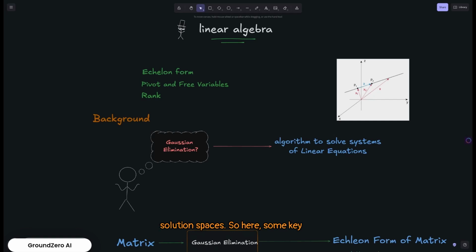So here some key questions arise. How can we simplify a complex system of linear equations? What exactly do pivots and free variables mean intuitively? And how does rank tell us about the dimensions and solutions of a system?